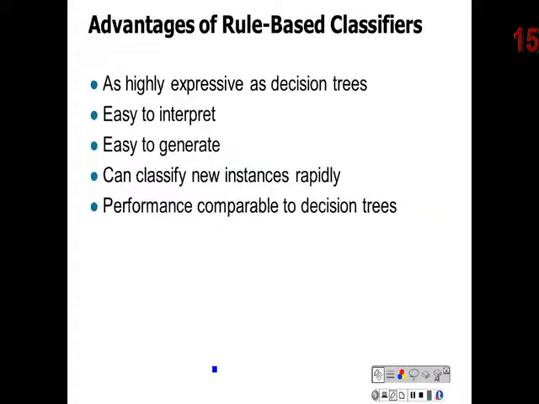So, some advantages, as a summary of rule-based classifiers: it is as highly expressive as a decision tree, easy to interpret, easy to generate, and can classify new instances quickly. If you generate your classifier from previous data and then apply it to new instances, it will not take a long time to predict the class for those instances. Performance compared to a decision tree is very close, not a big difference, since they are both from the same family.